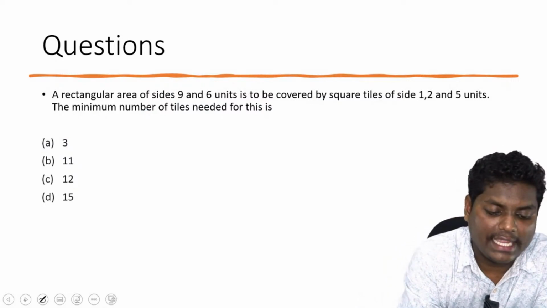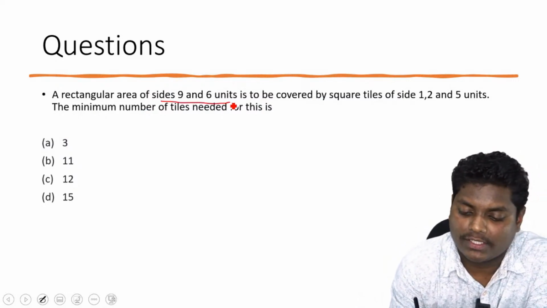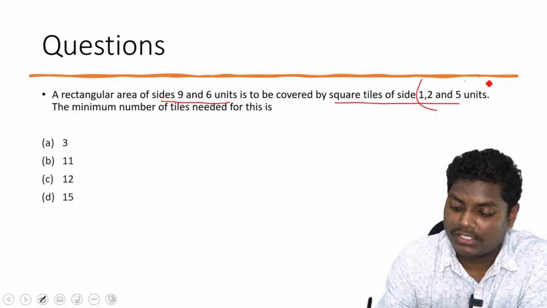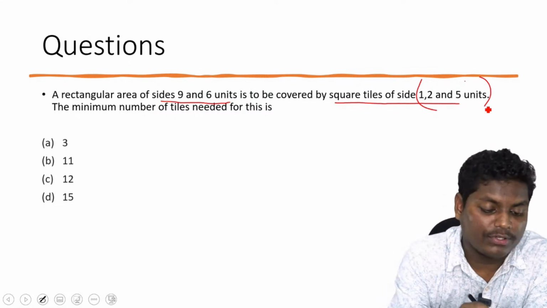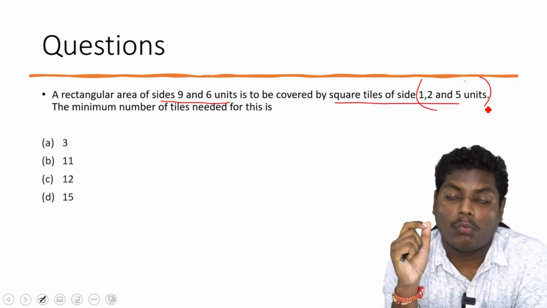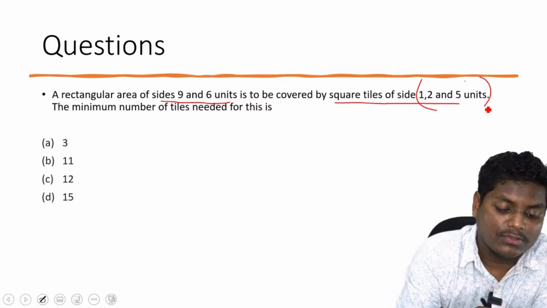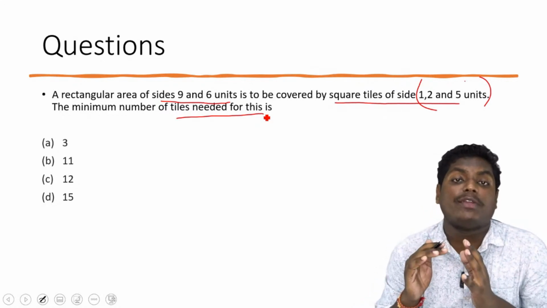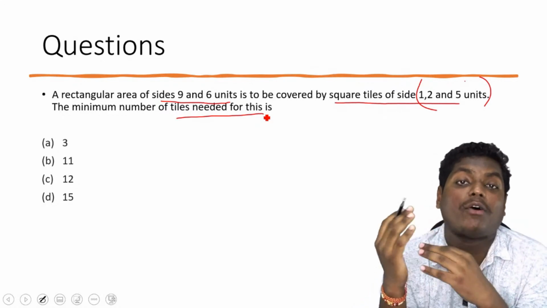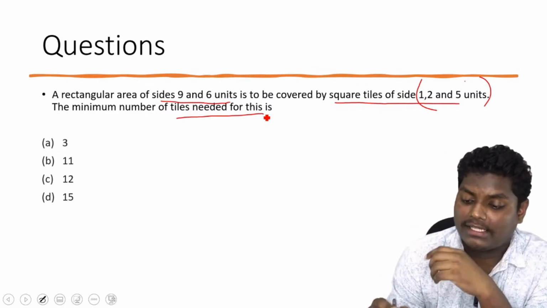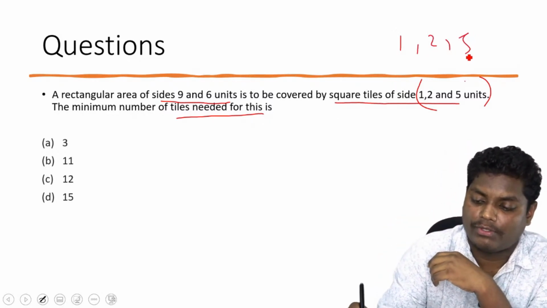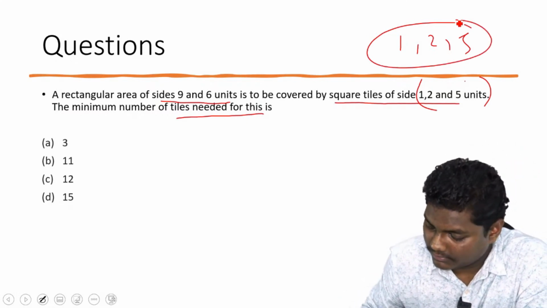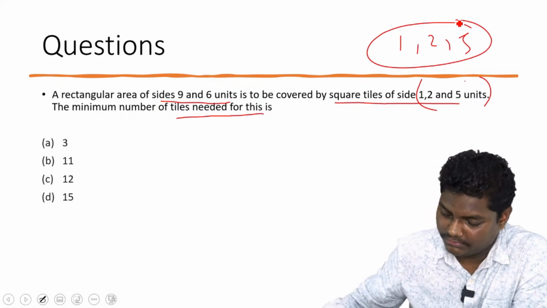A rectangular area of sides 9 and 6 units is to be covered by square tiles. Now they have given us the dimensions, square sides of 1, 2 and 5 units. So they have given us the dimension of the tile: 1 unit, 2 unit and 5 unit. What is the minimum number of tiles needed to fill this up? Try solving this. We will use the same concept, but here you need not think about different kinds of tiles that are possible. Here they have given you the values 1, 2 and 5. You need to use tiles of these side lengths. Try solving this question.